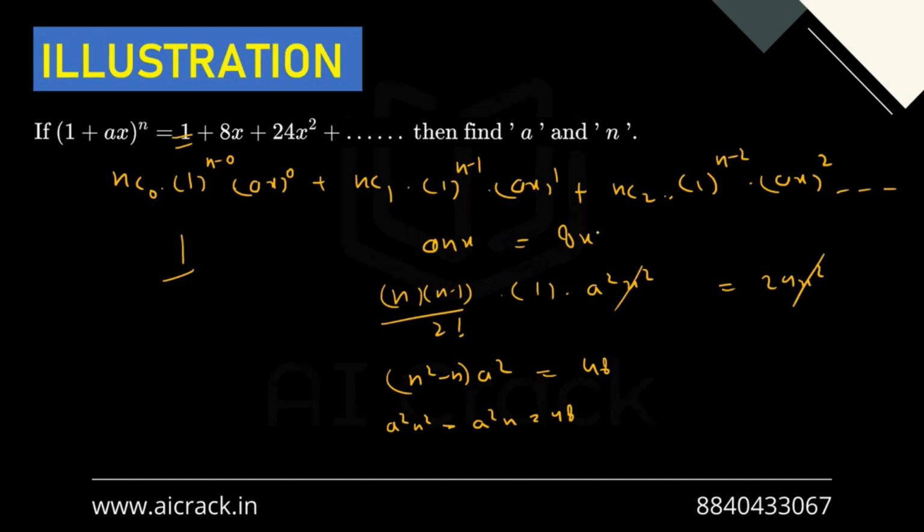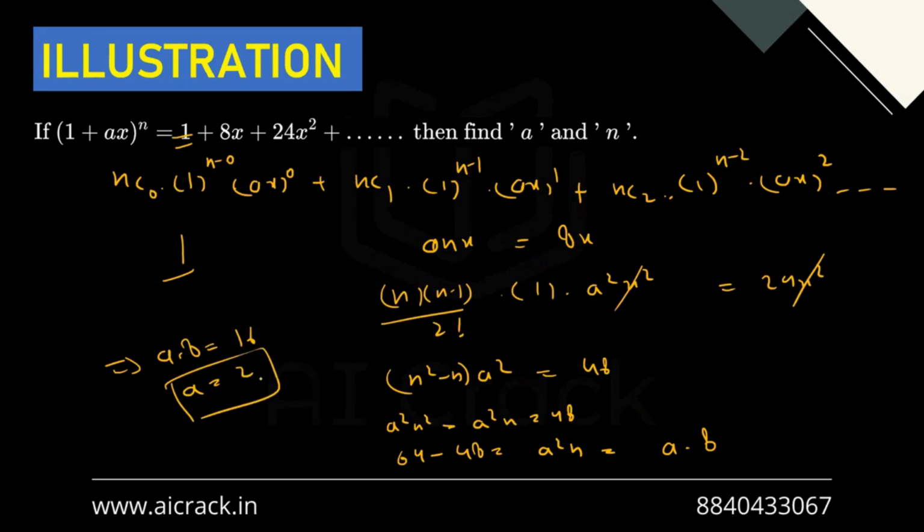So an was 8 over here. So basically a square n square would be 64. So 64 minus 48 equals a square n. That is a dot an. An again is 8, so we'll be writing that as a dot 8, right? So this would become a dot 8 equals 16. So a equals 2 from here. And if a equals 2, then n would be 4, right?